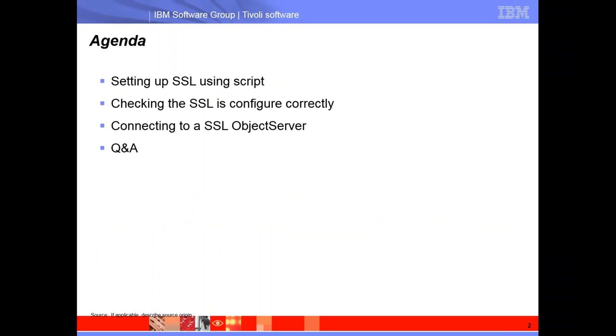The first thing we're going to cover is, using the script that they put in on Impact, how to create the certificates and configure all the self-signed configuration for you. The second part, we're going to check that configuration, what has changed, what ports you are using. And the third one will be connecting using SSL from the Impact to an SSL object server. And then at the end, you'll be able to ask me any questions.